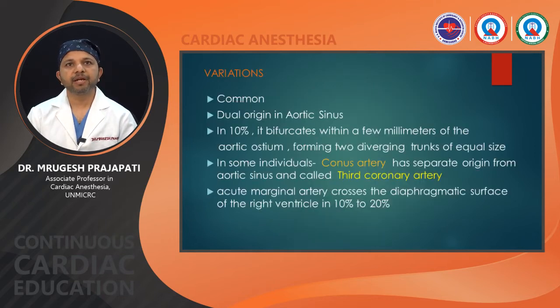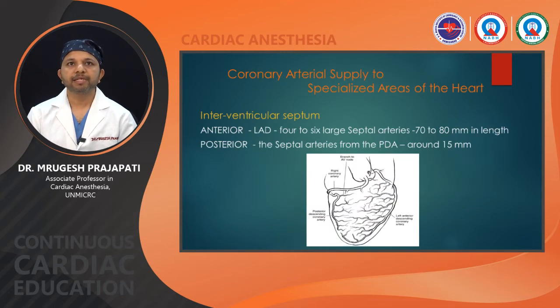Variation in the right coronary artery is very common compared to other arteries. There may be a dual origin in the aortic sinus. In 10% of individuals, it bifurcates within a few millimeters of the aortic ostium, forming two diverging trunks of equal size. In some individuals, a coronary artery has a separate origin from the aortic sinus and it is called the third coronary artery. The acute marginal artery crosses the diaphragmatic surface of the right ventricle in 10 to 20% of individuals. Now, let us see the coronary artery supply to the specialized areas of the heart.